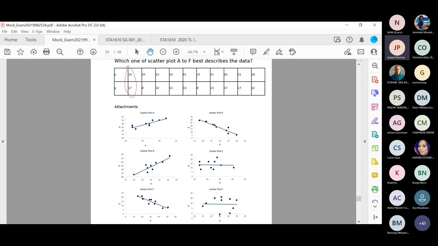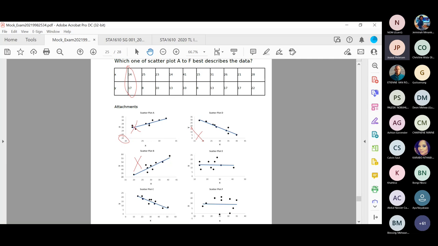Yeah, this one does not even have 14 and 17. So we can just ignore it because it starts at 20. And this one starts at 15, so it doesn't have 14. So you don't even have to worry about that one. This one actually starts at 20 for X. Where is 14? There is no point that corresponds to 14 X, yeah? So we can also eliminate that.